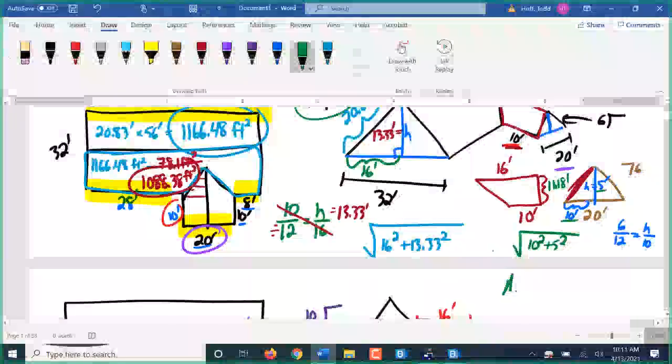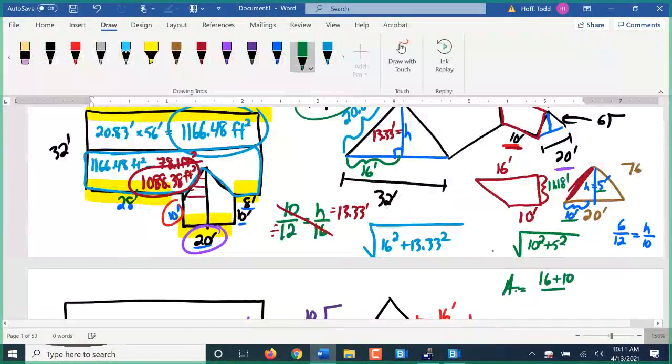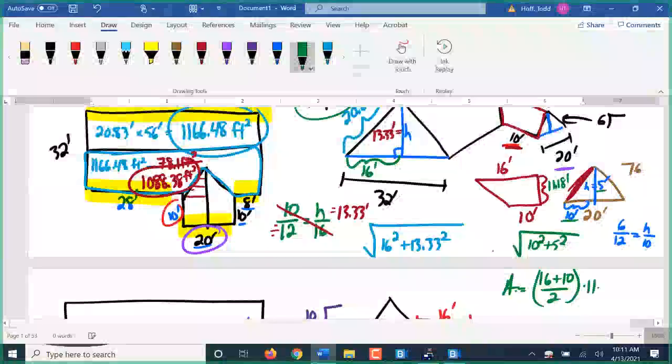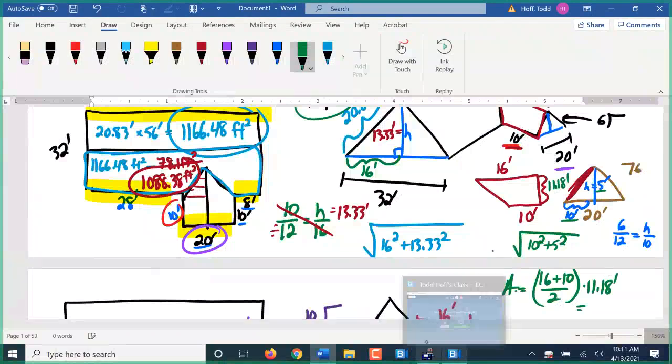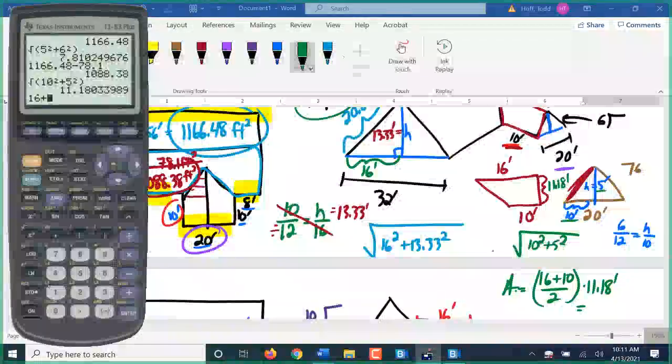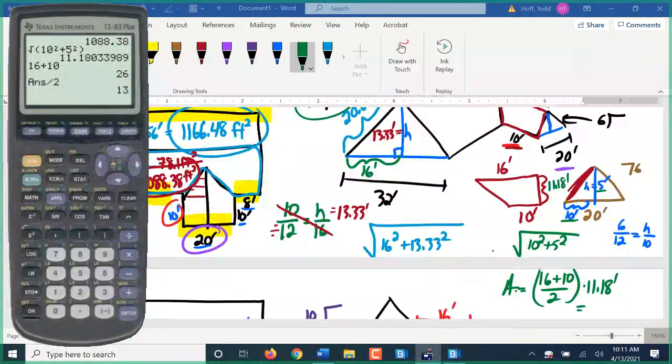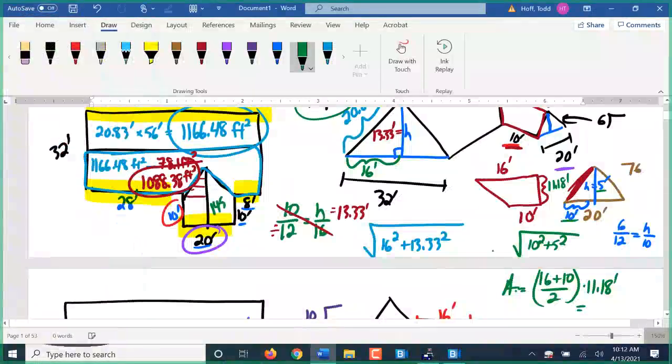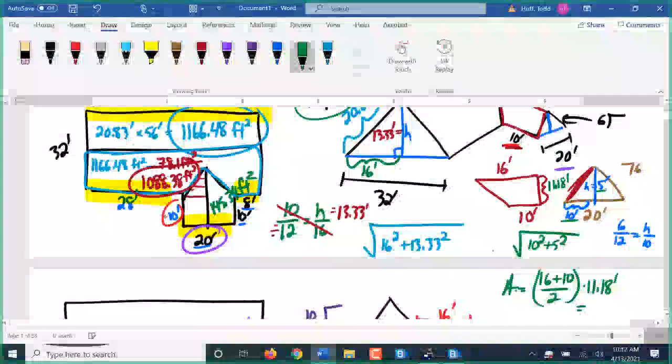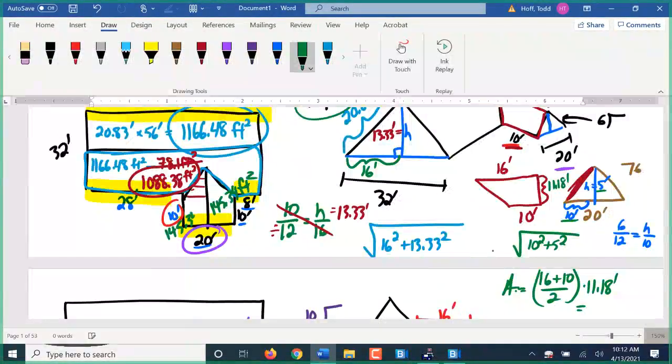So that area is 16 plus 10 over 2, the average of the bases, times that height of 11.18 feet. When you add the 16 plus 10, make sure you hit equals before you divide by 2. Otherwise, it'll just divide the 10 and add it to the 16. You'd get something like 21. That's not right for averaging those. The average of 16 and 10 is 13. You take 13 times the 11.18, and that area is 145.34. So this right here is 145.34 square feet. Now there's two of them. This one over here is also 145.34 square feet.